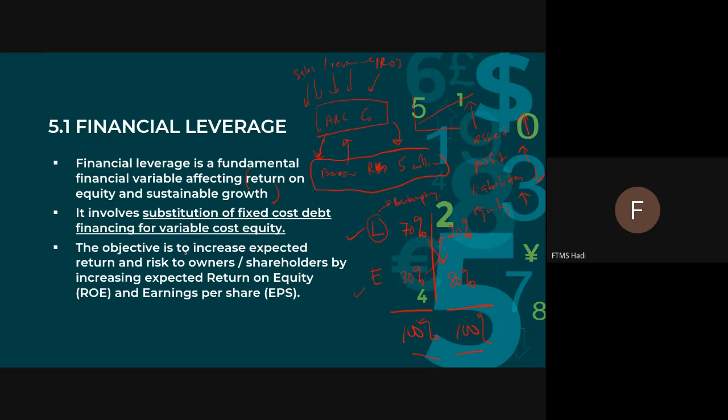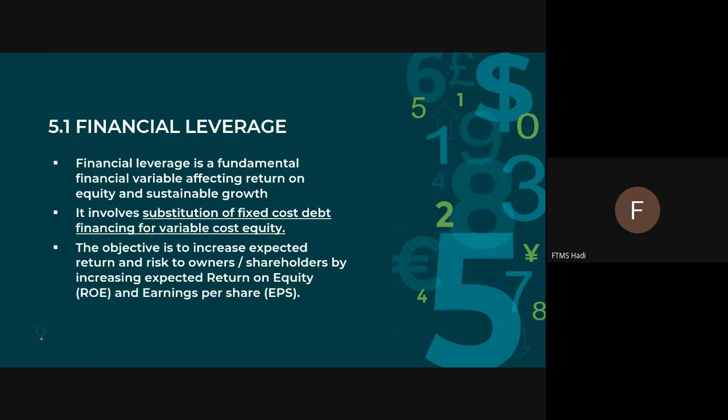So the objective here is to increase expected return and risk to owners and shareholders by increasing ROE, return on equity, and earnings per share. You see the words equity and share, right? So both of them are reflecting what? Equity. So debt reduces, equity increases. We're talking about the debt ratio. If you learn financial management, when the debt ratio decreases, return on equity will increase. Debt ratio decreases, ROE increases. So that will be a good financing decision.